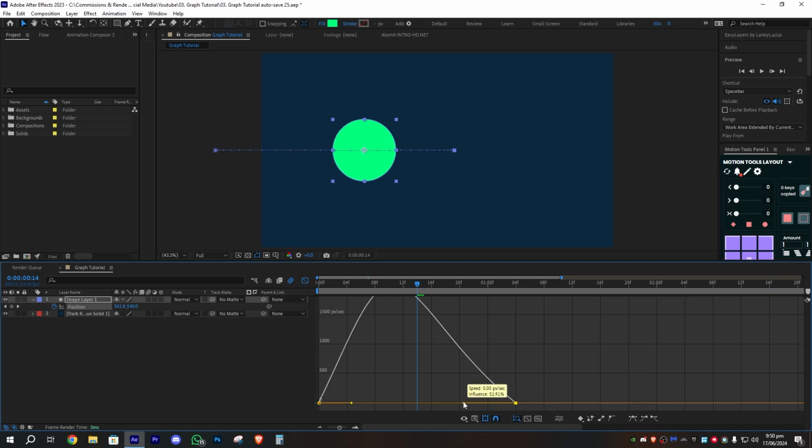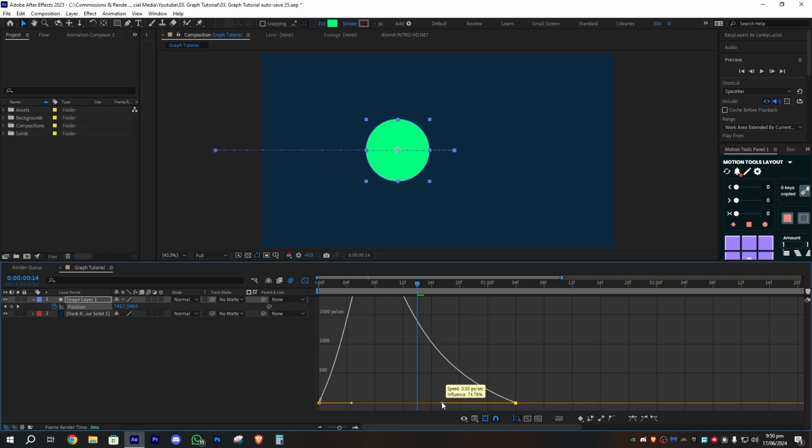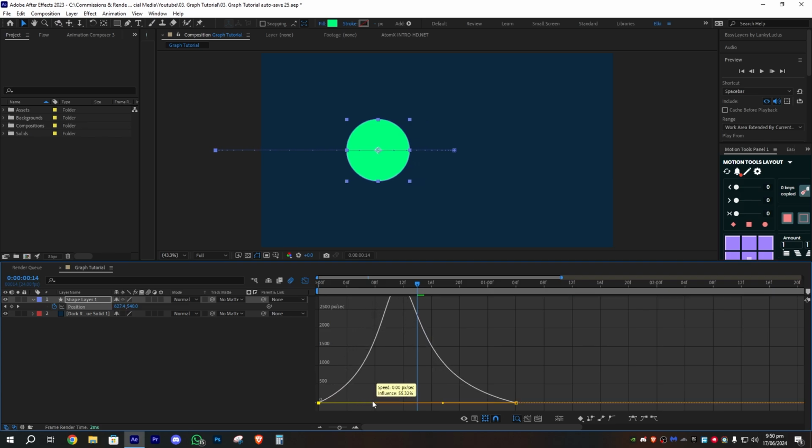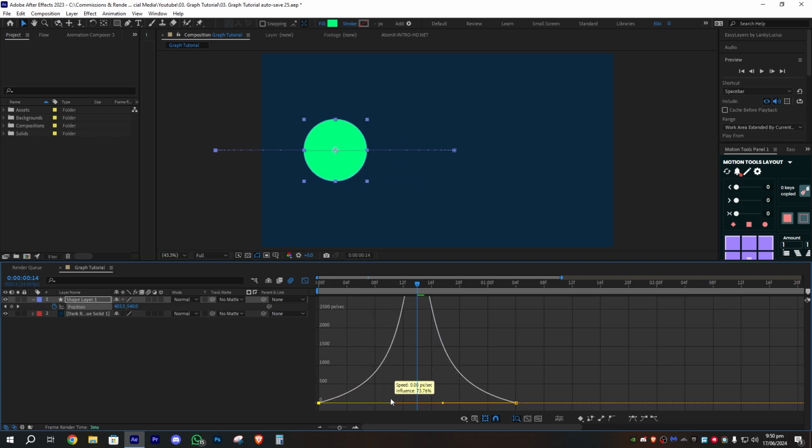I'm gonna slide the right pick whip to the left at around 74% influence, and I'm gonna slide the left pick whip to the right, also at around 74% influence.